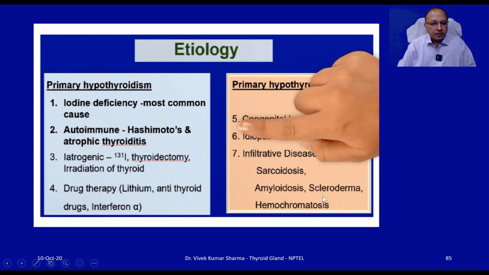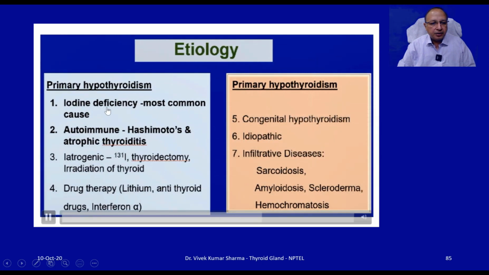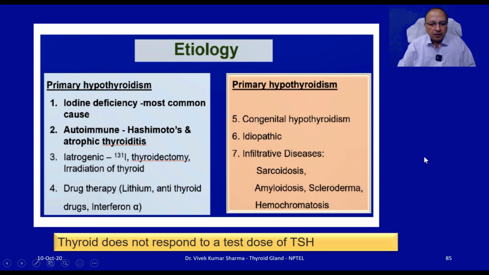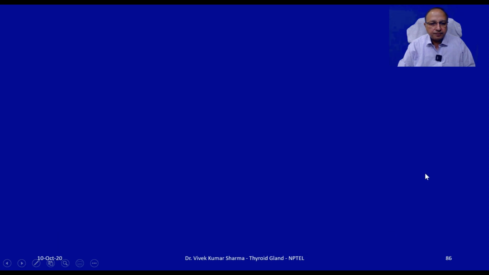So what can be the etiology? Briefly, the primary hypothyroidism can be due to iodine deficiency. Another common thing is the autoimmune Hashimoto's and the atrophic thyroiditis. There can be other causes like iatrogenic or can be due to the drugs. It can be due to the congenital hypothyroidism, or it can be idiopathic also, and infiltrative disorders like the sarcoidosis, amyloidosis, and hemochromatosis may also lead to the hypothyroidism. Thyroid does not respond to a test dose of TSH. This is how we find out about the hypothyroidism.